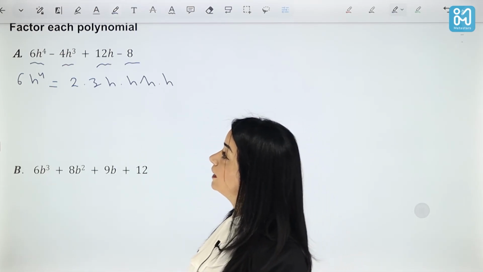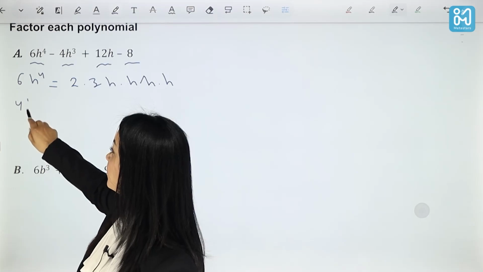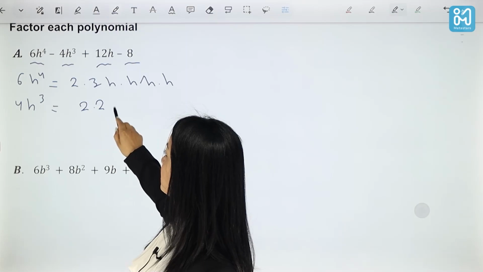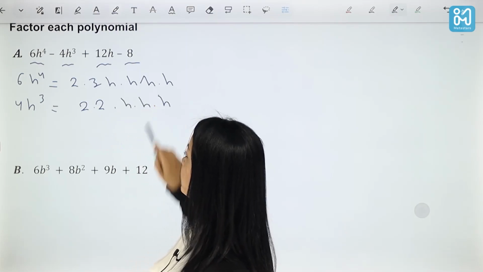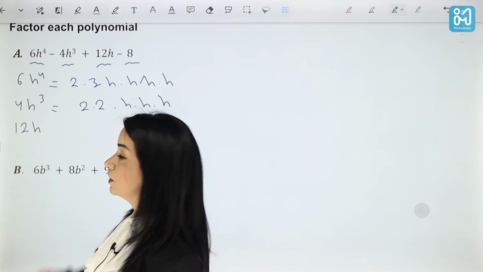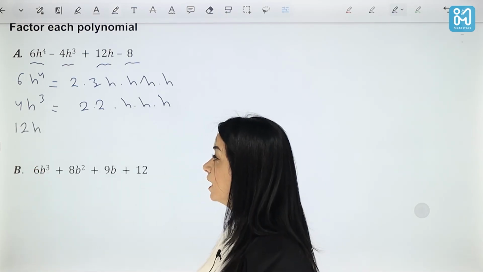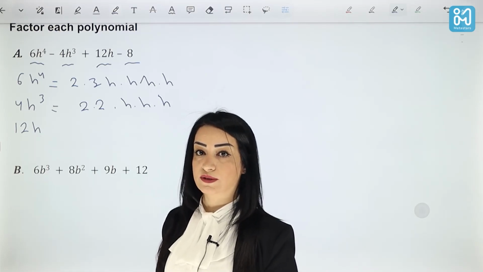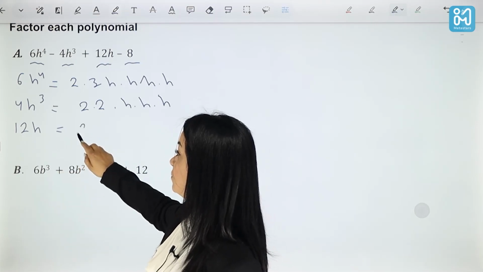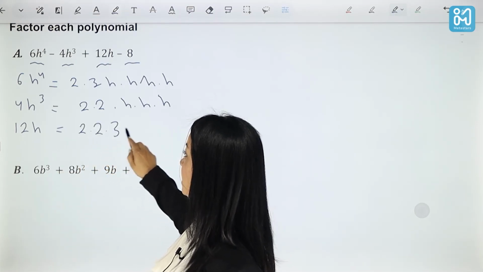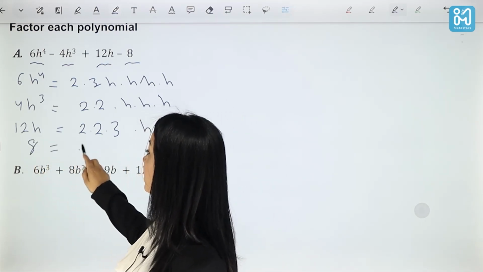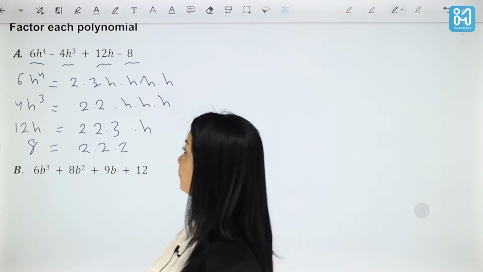Then 4h to the power 3. This one, 4 is equal to 2 times 2 times h times h times h, 3 times. 12h now. 12, as we said before, I can say it's equal 4 times 3 or 6 times 2. So it's equal to what here? 12 is equal to 2 times 2 times 3 times h. Then the last one is 8. 8 is equal 2 times 2 times 2.